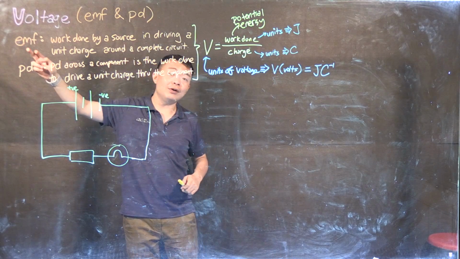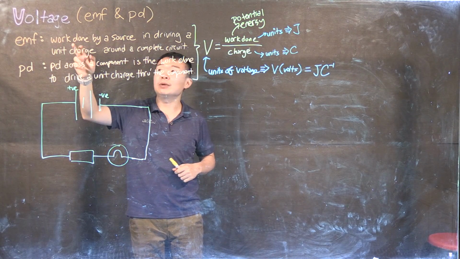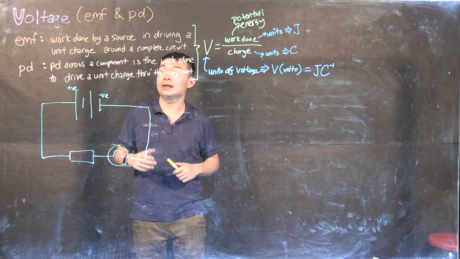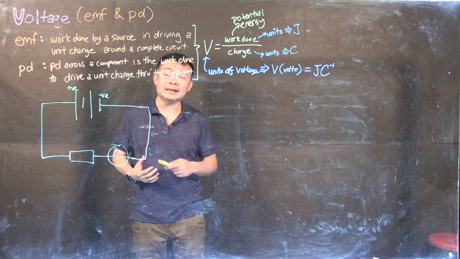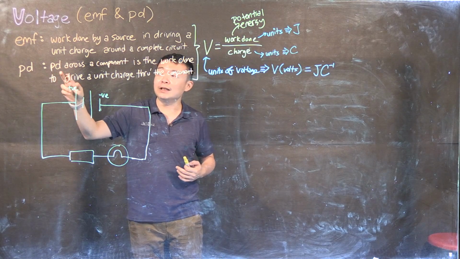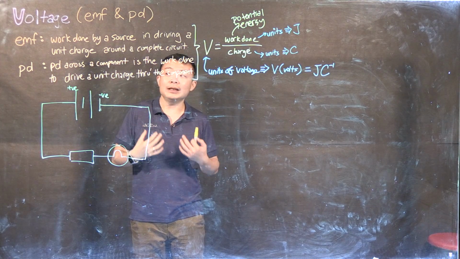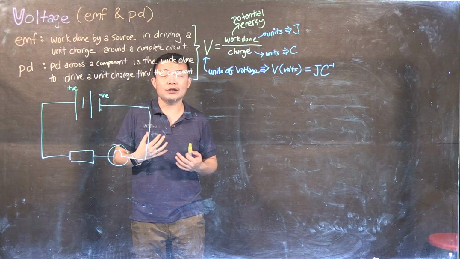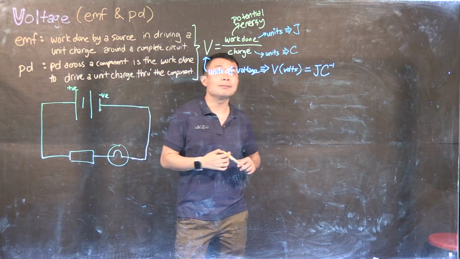EMF is what we call the electromotive force, and it's the work done by a source in driving a unit charge around a complete circuit. PD stands for potential difference. Potential difference across a component is the work done to drive a unit charge through that particular component.